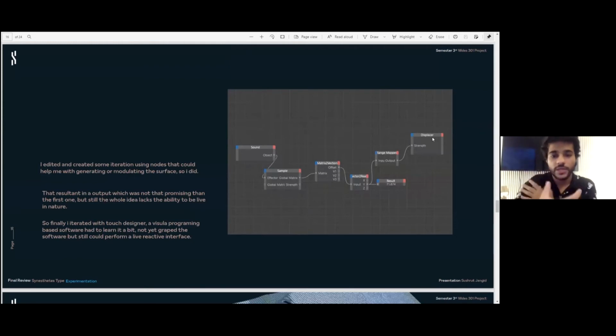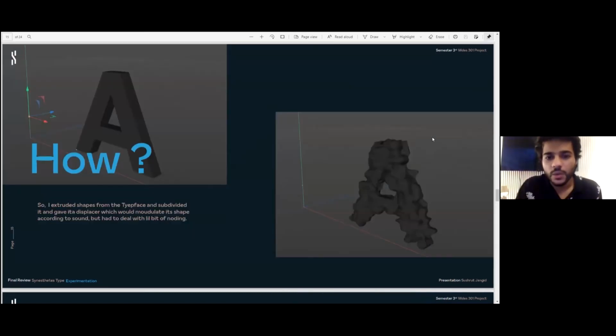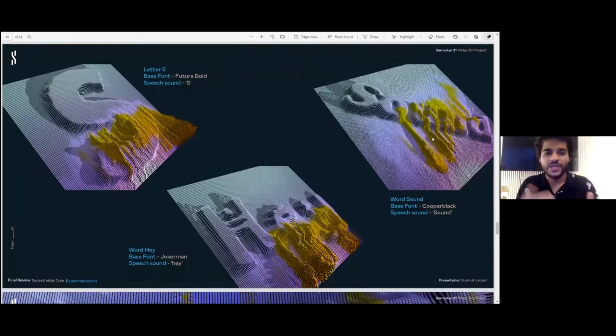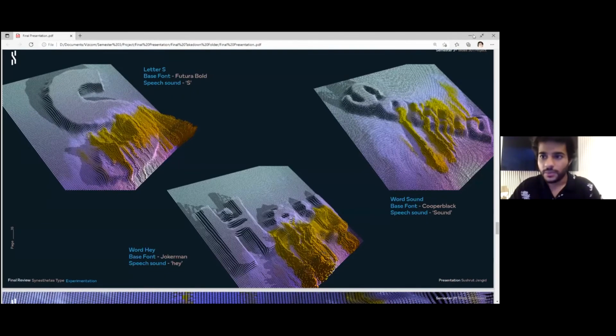I will show you this second exploration, what I got out of it. But the idea behind these was that it was kind of manual. I had to do some sort of action to get an output. What if I wanted it to be a live thing, working in real time? I wanted to explore that, so that gave way to my third exploration, where I worked with a visual programming tool and associated frequency to manipulate the surface. I have an example here, I'll show it to you.